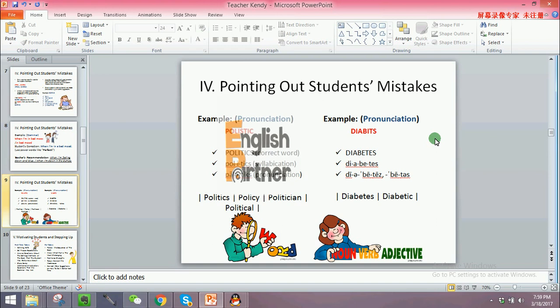And not only that, I also teach them the different words that we can relate to politics or diabetes. Like for politics, we also have policy, politician, political. And for diabetes, we have a similar word, diabetic. They look similar, but they really sound distinct, and of course, they have different meanings.